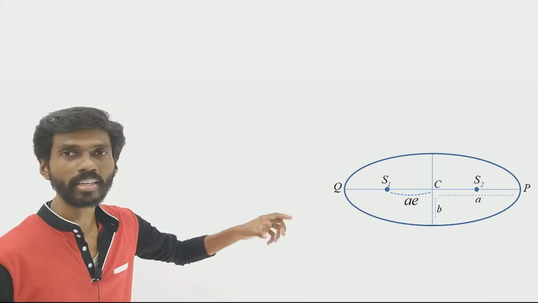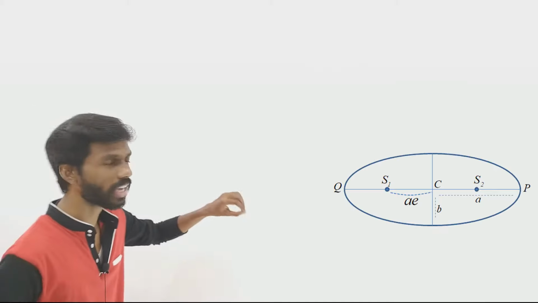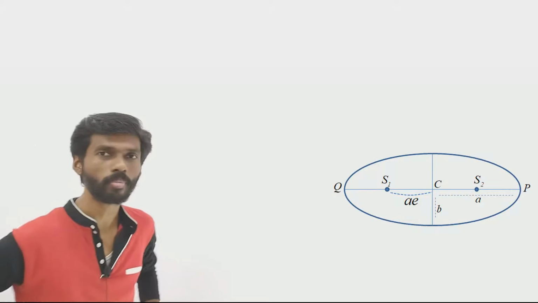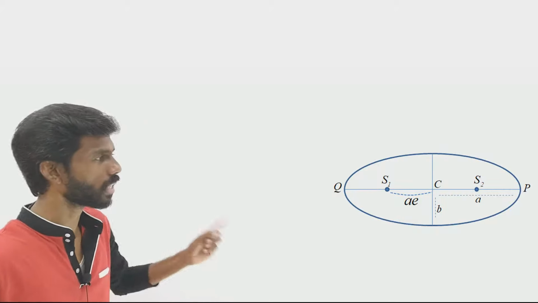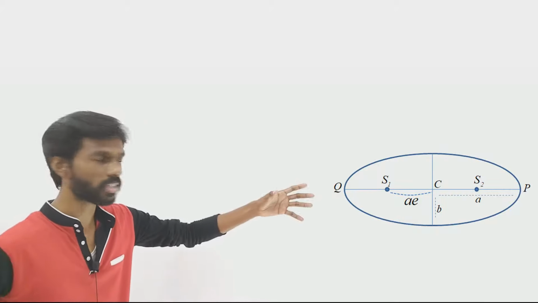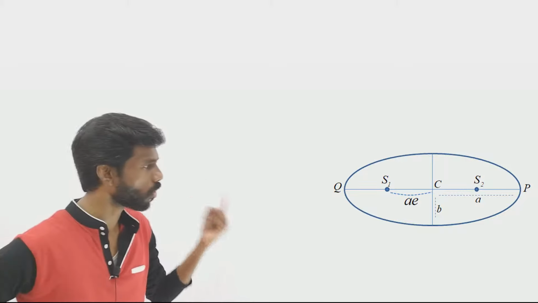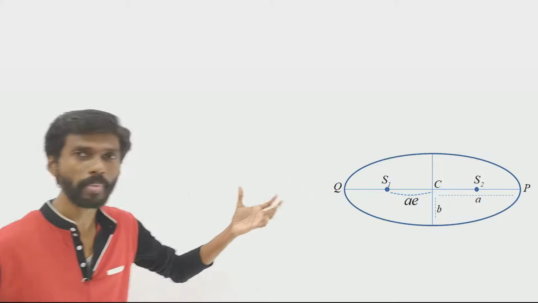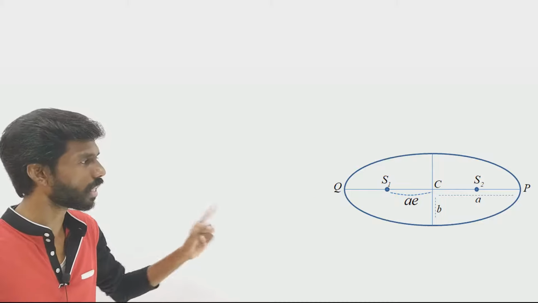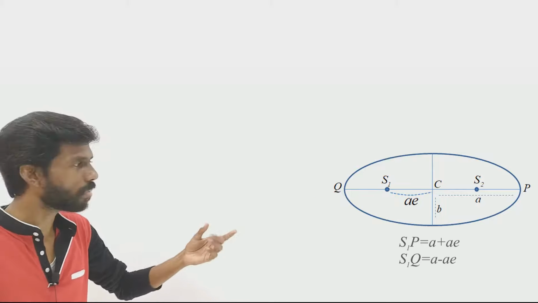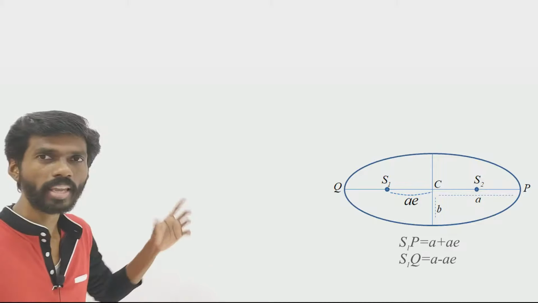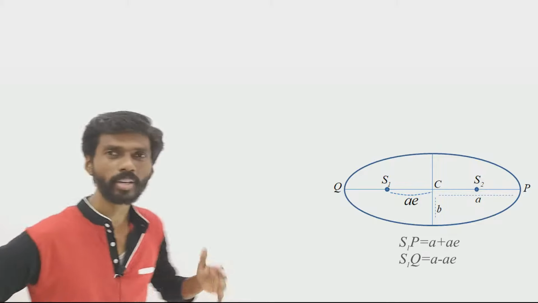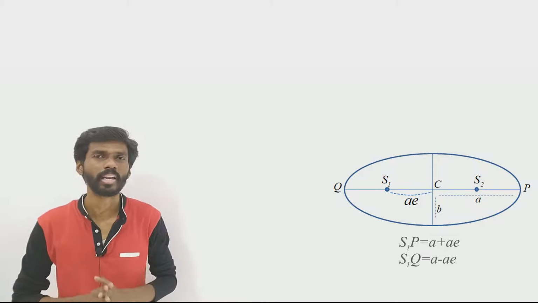And the distance of either focus from the center is calculated by the formula ae. Just remember this as a formula. That means what is the total distance S1P? P is one end of the major axis. So S1P is from the focus to the center, the distance is ae, and from the center to the end point, that is the semi-major axis, which is a. So the total distance S1P is a plus ae. Similarly, S1Q is a minus ae. These values are required later on, so we'll talk about this in detail a little later.